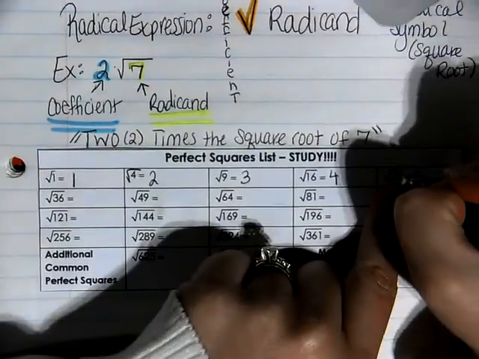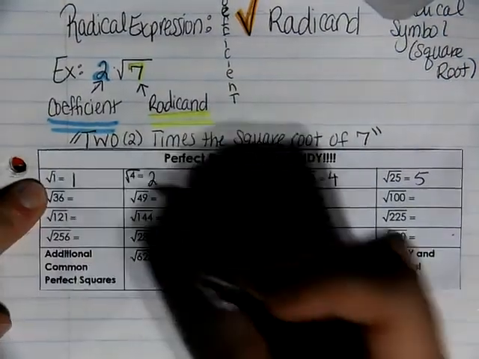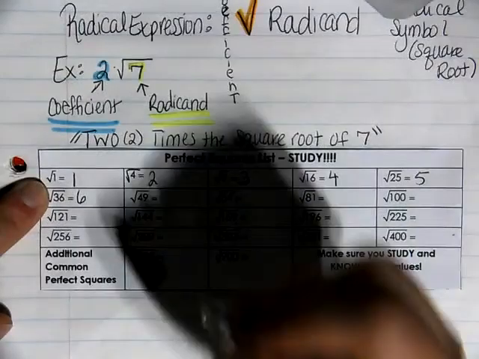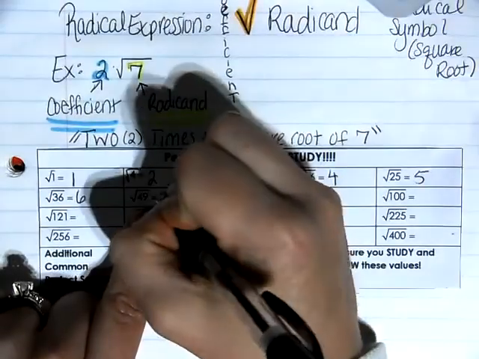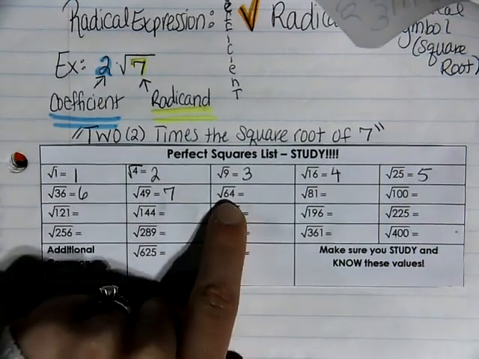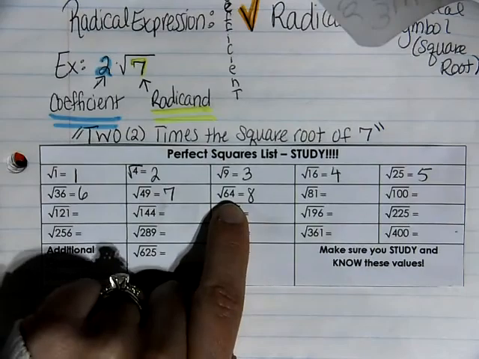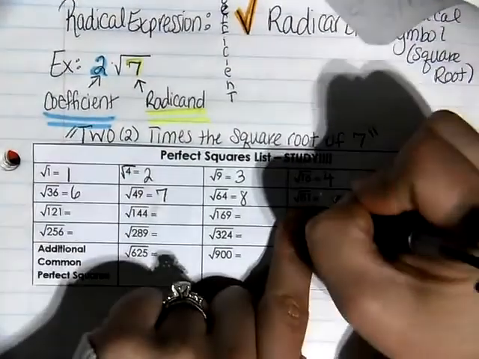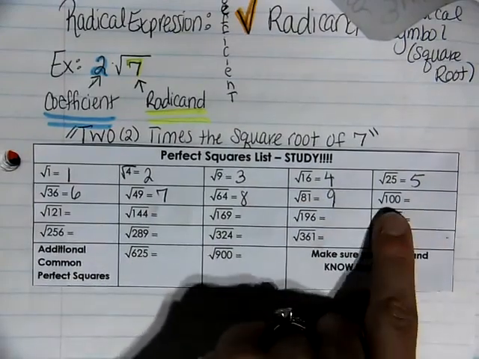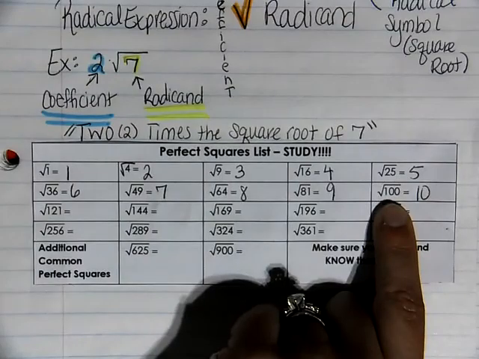The square root of 25 is 5. 5 times 5 is 25. The square root of 36 is 6. 6 times 6 is 36. The square root of 49 is 7. 7 times 7 is 49. The square root of 64 is 8. 8 times 8 is 64. The square root of 81 is 9. 9 times 9 is 81. The square root of 100 is 10. 10 times 10 is 100.